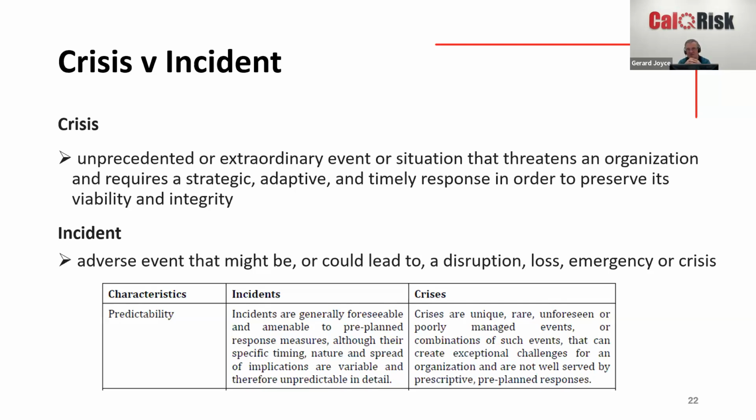So if you're living in an area that floods, you know what it looks like, and you can plan for a flood and maybe keep everything up on the first floor that could be damaged by water, etc. So you can plan for those. They lend themselves to pre-planned response measures. You don't know the timing or the nature of the spread, but you know what a flood looks like. Whereas a crisis, generally, they're unique, rare, unforeseen.